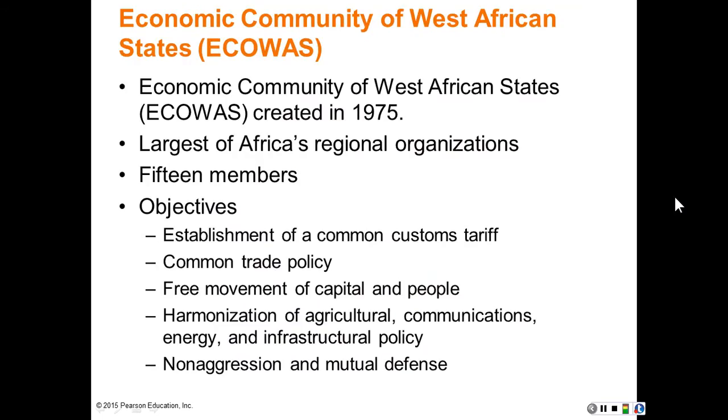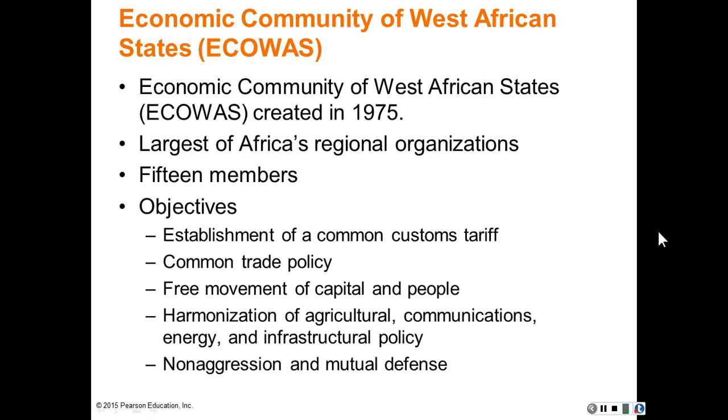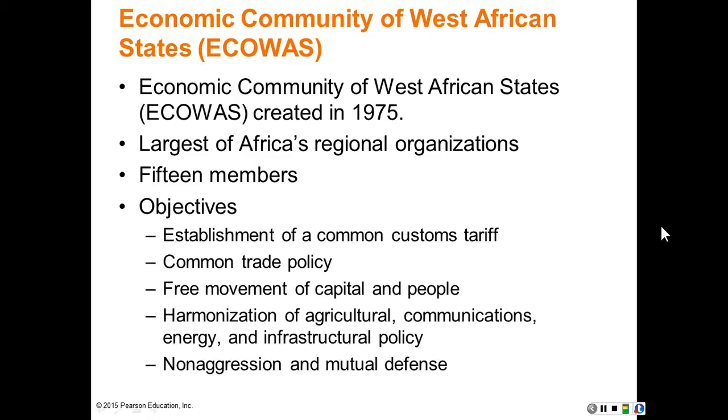The Economic Community of West African States was created in 1975. It is the largest of Africa's regional organizations with 15 members. Its objectives are to create a common customs tariff, common trade policy, free movement of capital and people, much like the European Union, and harmonization of agriculture, communications, energy, and infrastructure policy. They also have a non-aggression policy and provide for mutual defense.